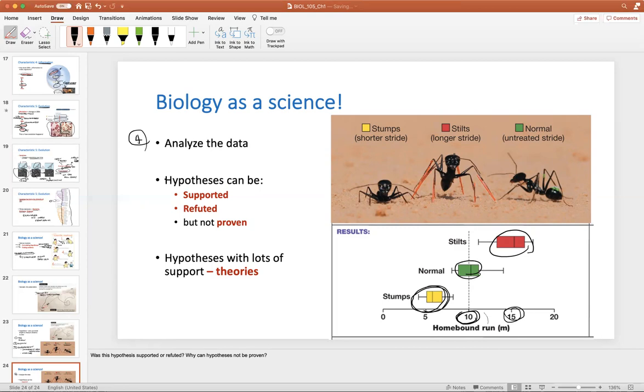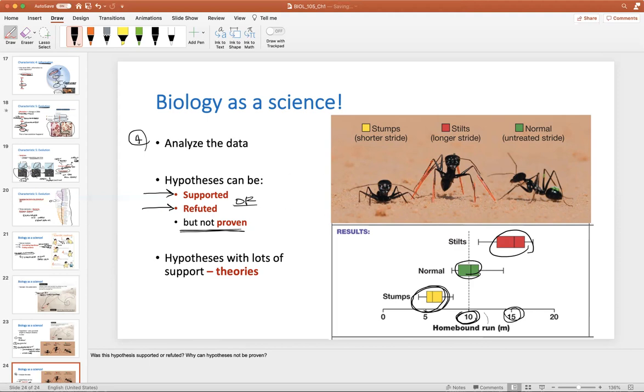Now, that means that we can say something about our hypothesis. We can say that our hypothesis was supported, or our hypothesis was refuted. Either we think our data tells us that our hypothesis is correct, or our data tell us that our hypothesis is incorrect. We do not use the word prove. We never say that a hypothesis is proven, okay?